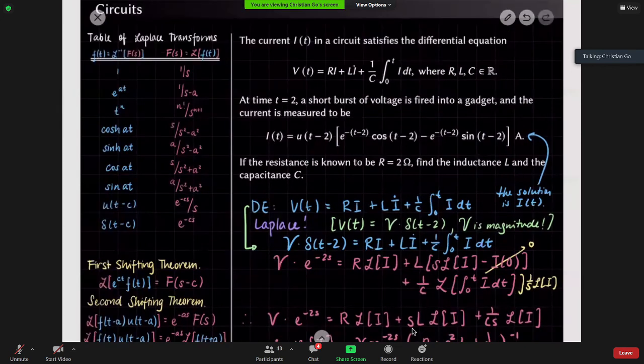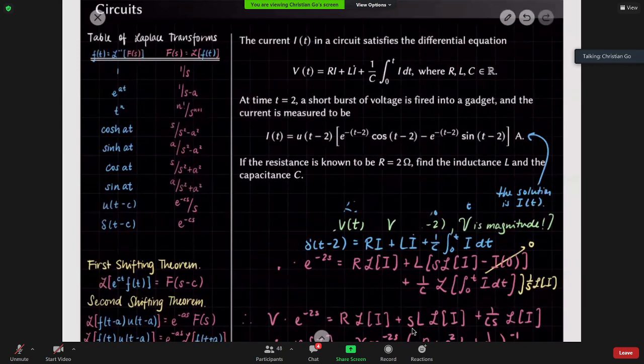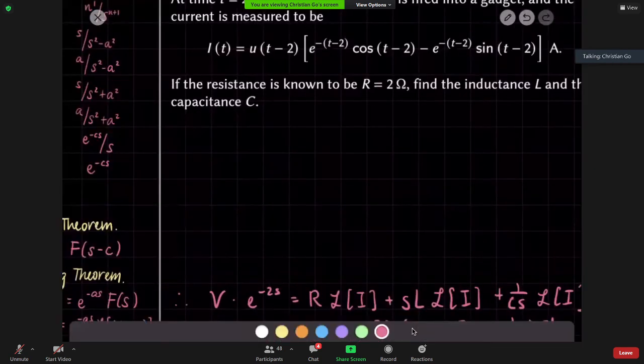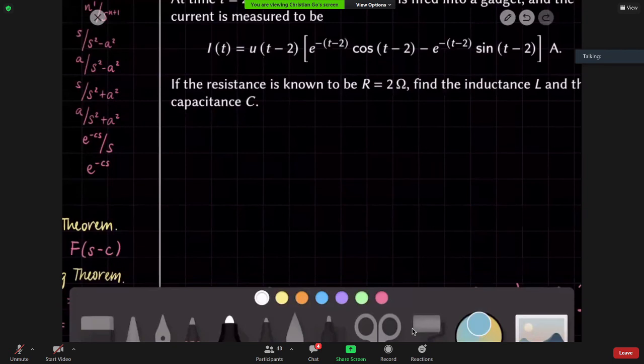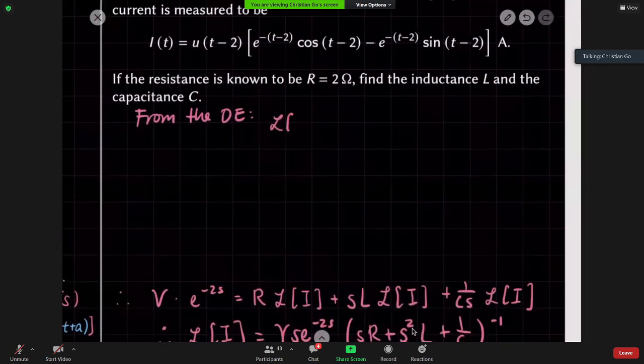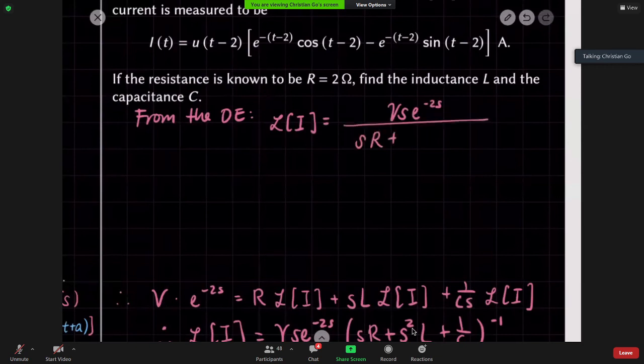So now I am about to solve my differential equation. So what do I know? Let's copy that. L I from the differential equation, I know what L I is equal to. L I is equal to V, let's write that as a proper fraction, V s e to the minus 2s all over s R plus s squared L plus 1 over C.